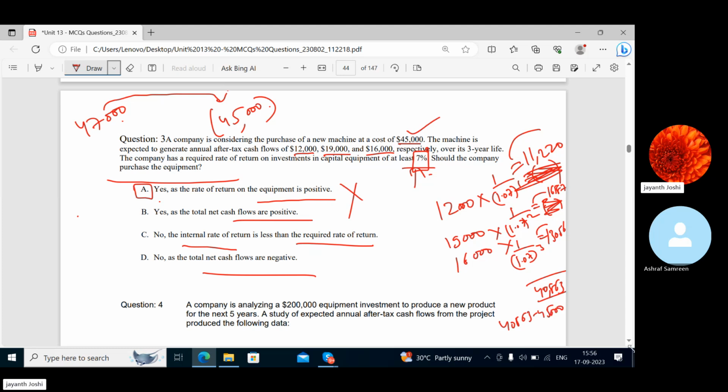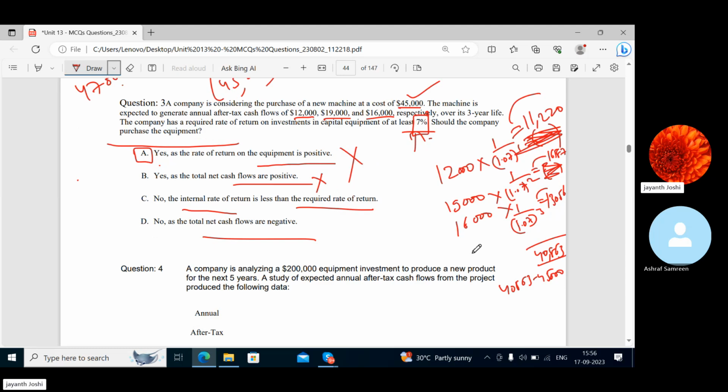This is a wrong answer. Is it right or wrong? Wrong. So however, the NPV rule is not applicable. Third thing, the IRR is less than the required rate of return. See, first of all, at 7% discounting, we are getting a negative cash flow, right?